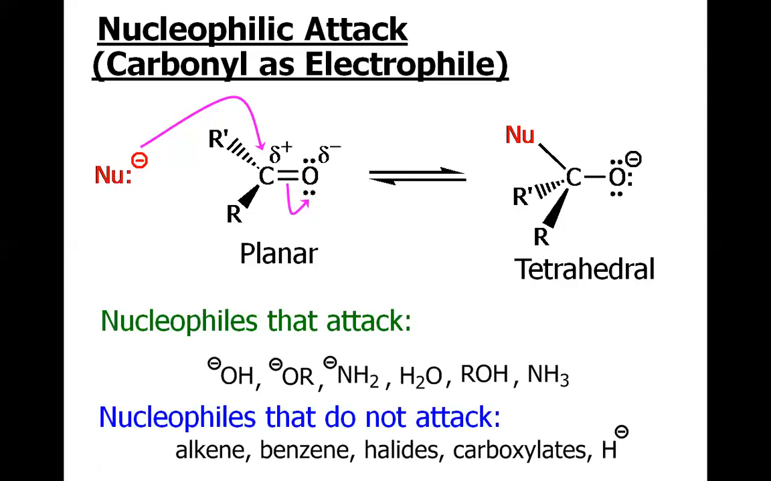So we have the sigma electrons, and that is what attacks the carbonyl carbon, not the fully blown negative H ion, because hydride is a 1s2 orbital which cannot attack the p orbital of this carbon. So we have the orbital mismatching, and this hydride cannot attack the carbonyl carbon.